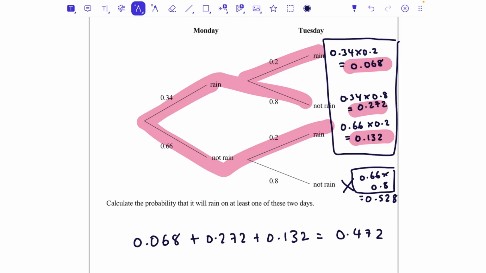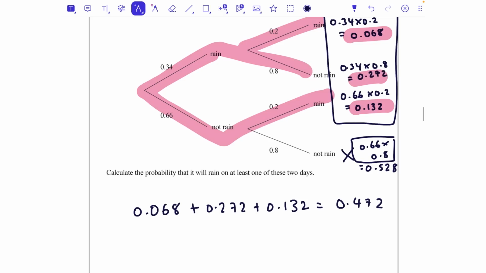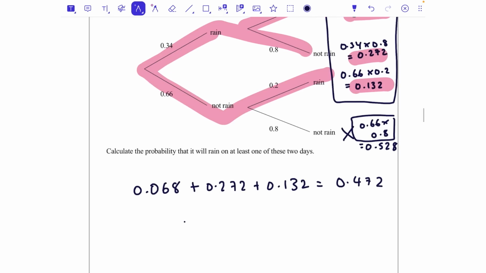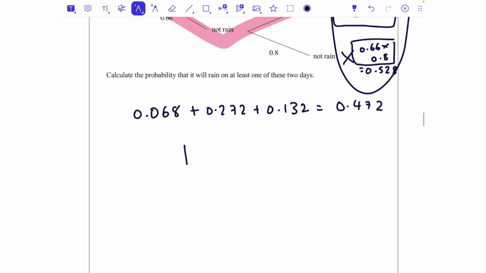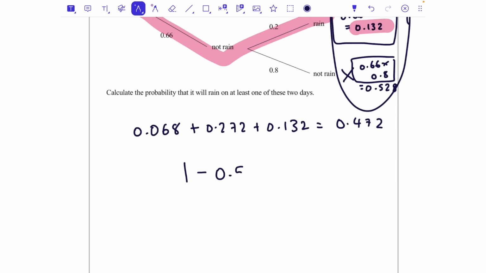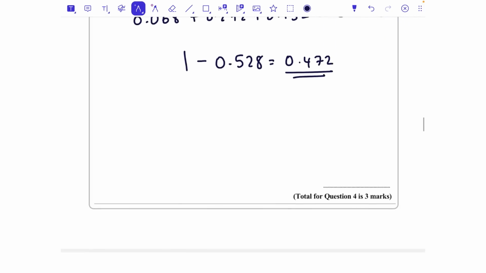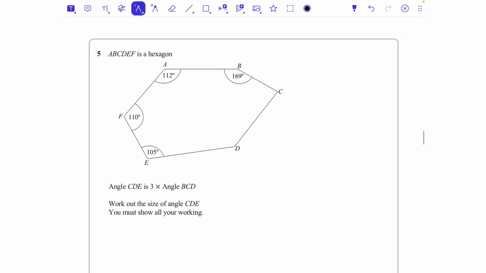0.66 times 0.8. Now, because that's the only one I don't want, if I'd have done 1, which we know is what these will all add up to, take away 0.528, I would have got 0.472. So that would have also got me the correct answer. So you'd be fine to do it that way, work out what you don't want and take it away from 1. So always with probability, remember to multiply along the branches and add the ones you want. There we go, 0.472.